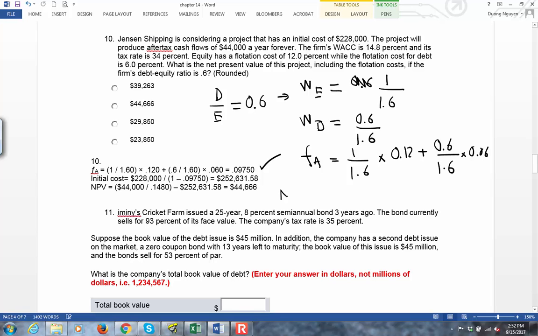Now because this is a cash flow, this project will produce cash flow of 44,000 a year forever, so this is a perpetuity. NPV would be equal to 44,000 over the rate, which is the required return, 0.148 because it's a perpetuity, minus the initial cost, which is 252,631.58. And so the answer is 44,666. Okay, so obviously the project should be accepted.